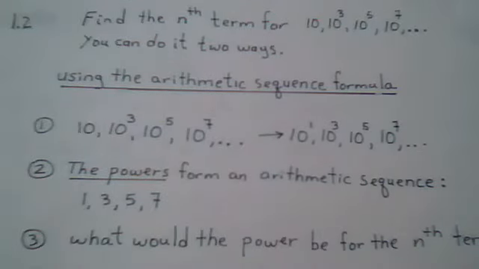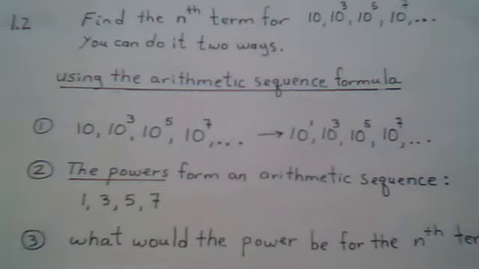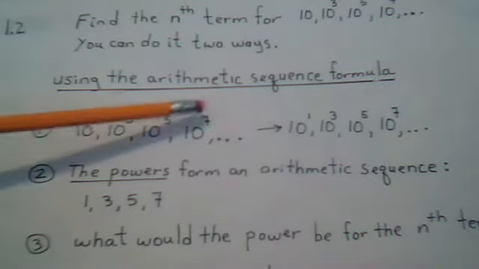Find the nth term for this sequence. You can do it two ways. So we're going to approach the question two different ways, two different directions. We're going to solve it using the arithmetic sequence formula, and then we're going to solve it again using the geometric sequence formula. So for the arithmetic sequence approach, we identify just the powers.